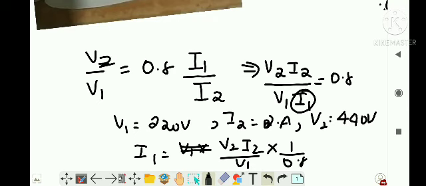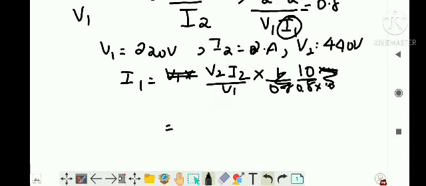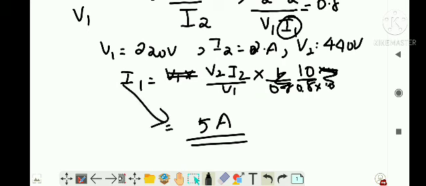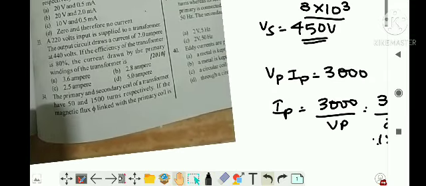Or I can write 10 by 8, right? I removed the decimal in 0.8 here, I just multiplied by 10 here and there, because it is easier to calculate in this way, right? You will get around 5 ampere, right? That is your primary current. Simple, clear? Now we'll do the next question.